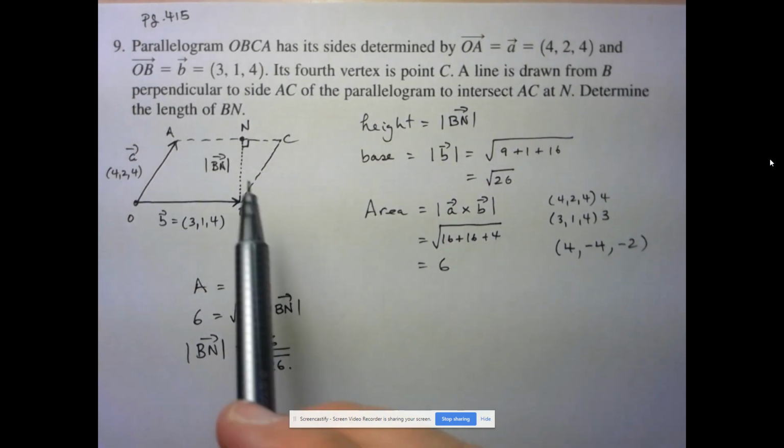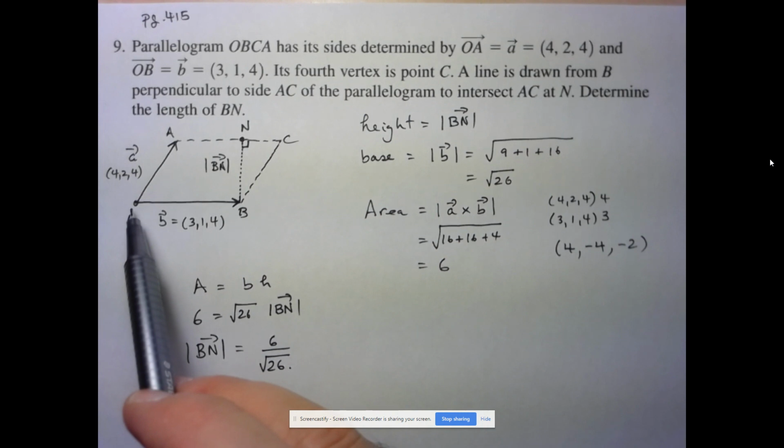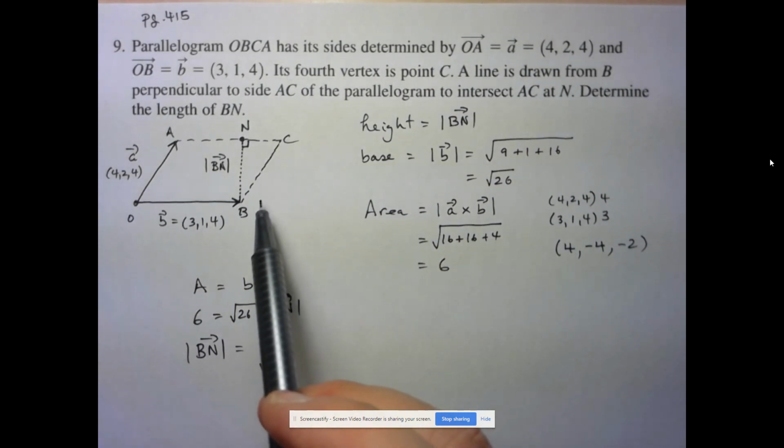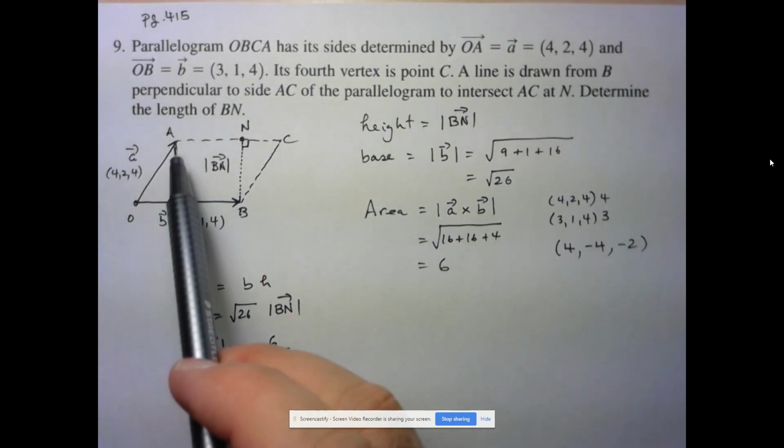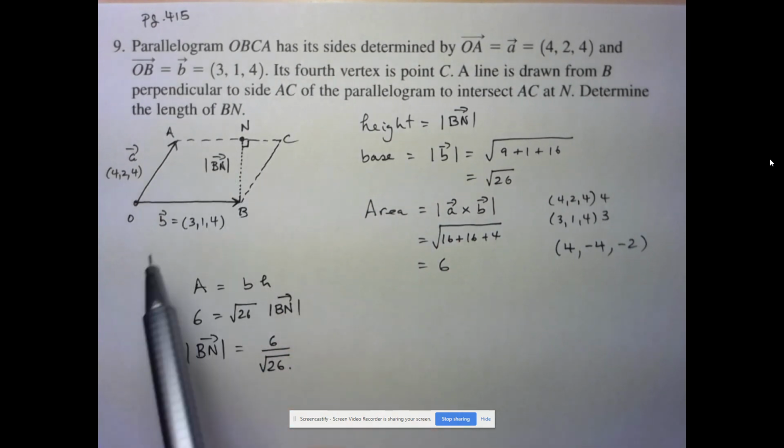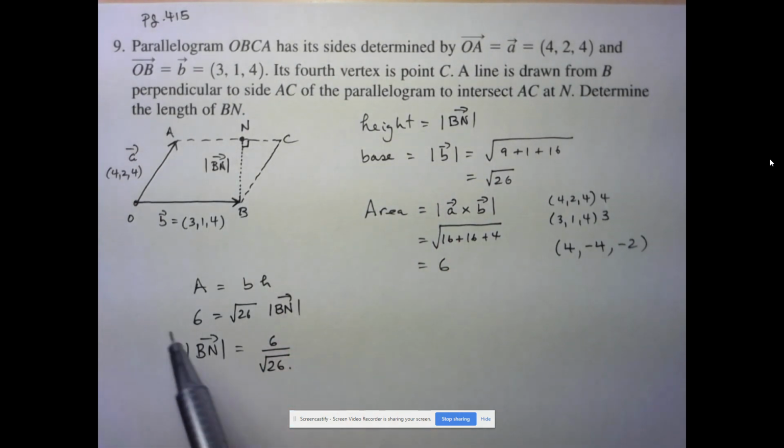Here we use the fact that the cross product of two vectors placed tail to tail gives us the area of the parallelogram formed by those two vectors. All right, that's it for this one.